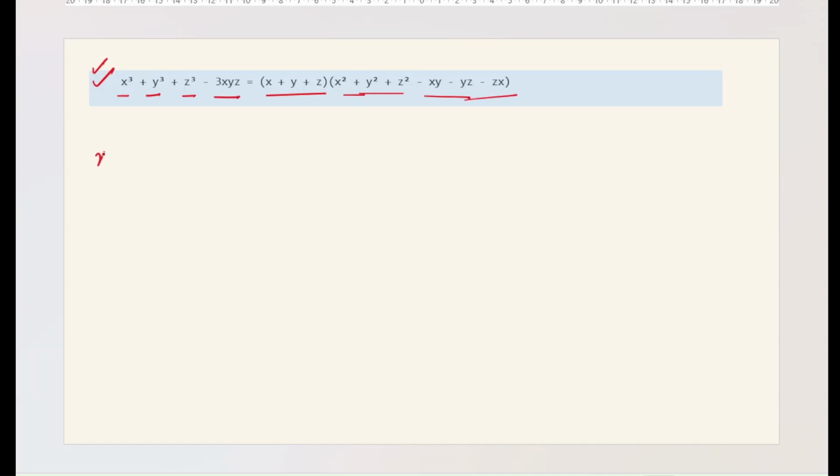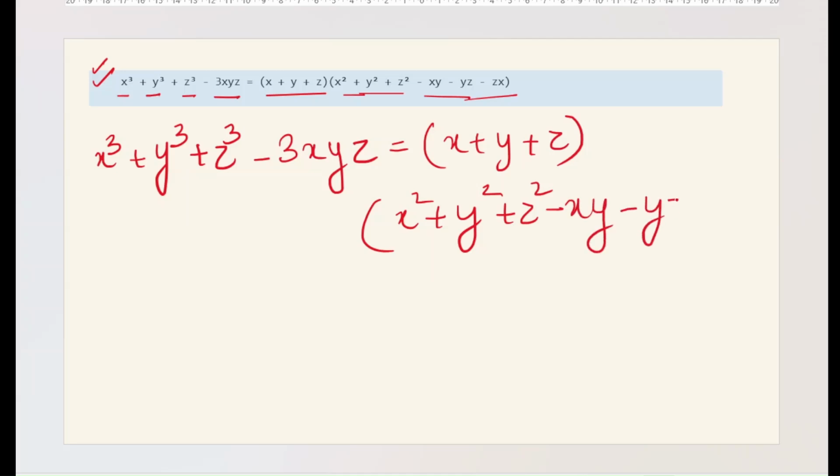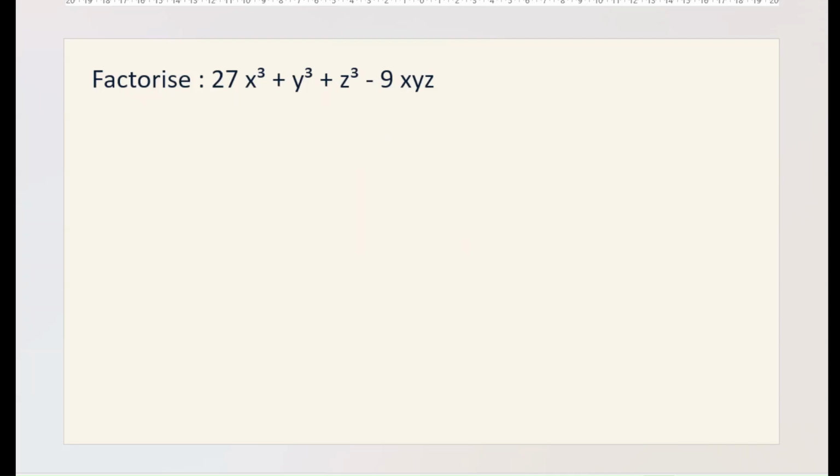What is our identity? First term cube plus second term cube plus third term cube minus 3 multiplied by first term into second term into third term, that is equals to, firstly, x plus y plus z, sum of all the terms, multiplied by first term square, then second term square, then third term square, minus first term into second term, minus second term into third term, minus first term into third term. This is the identity. Okay, let's do one question to factorize it.